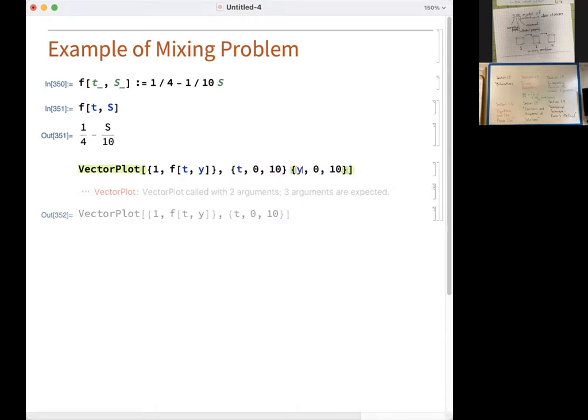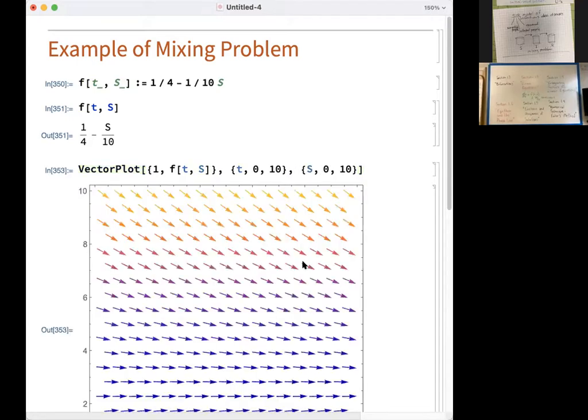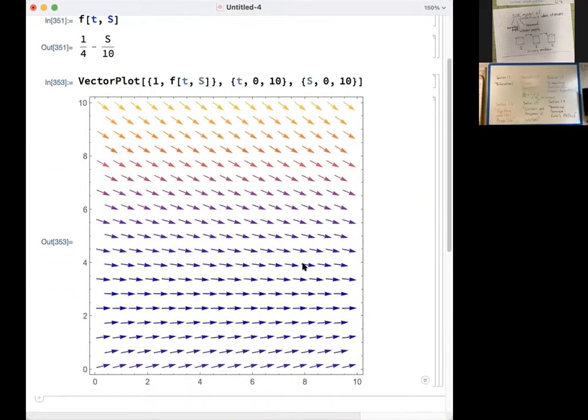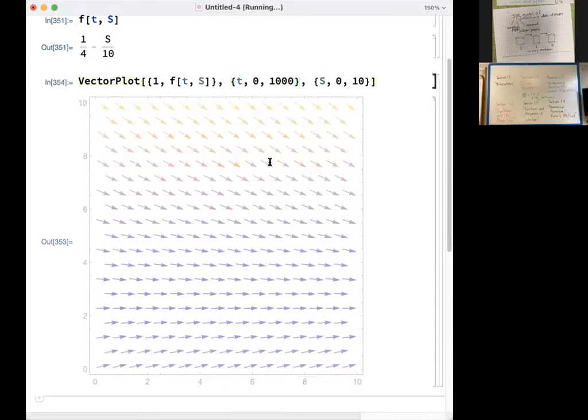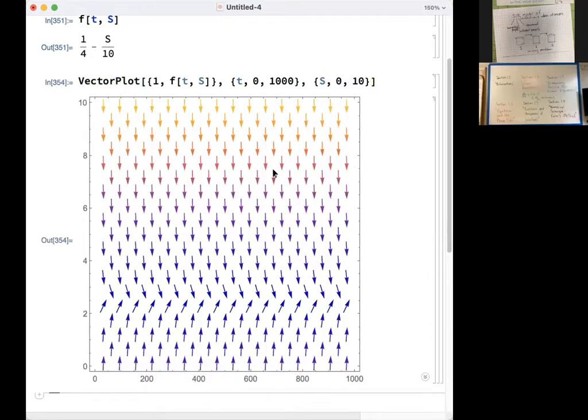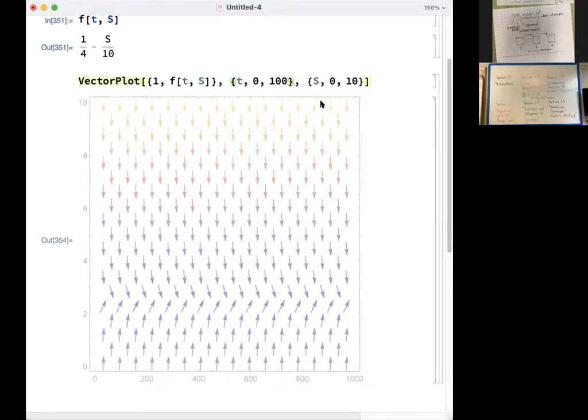So let's call this S. That's the flexibility of naming things in Mathematica. Okay, 0 to 10, not good. I'll put a comma between them and look at it. Okay, here's a vector field. Not very interesting. How about, they want us to go to 1,000 minutes, right? Let's go to 1,000 minutes. A little bit too crazy and busy. Let's just go to 100 minutes.